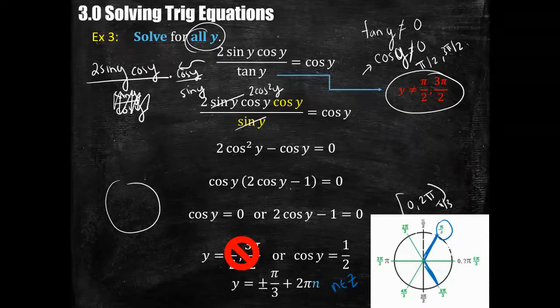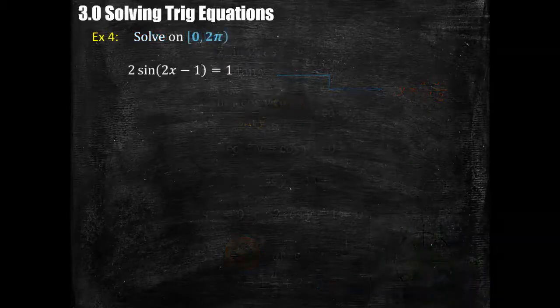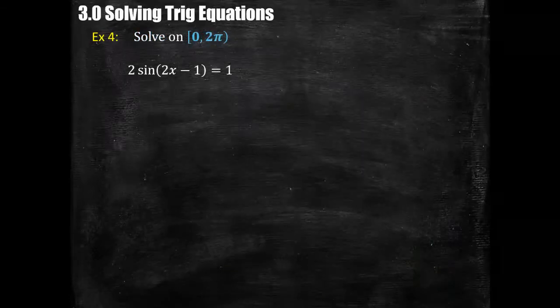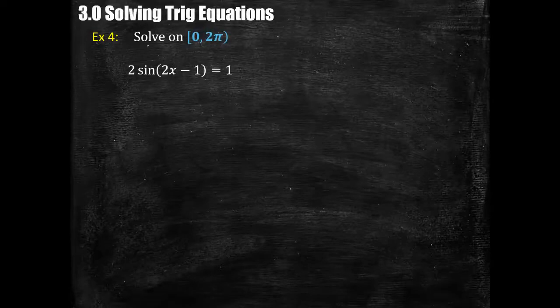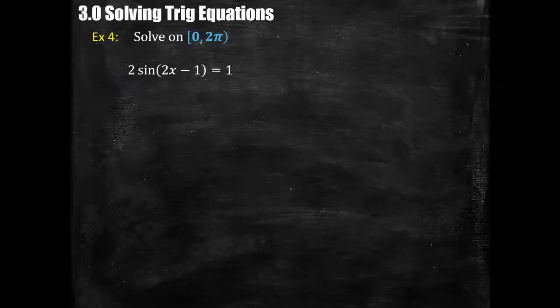Right, so it's a little different because it's for all y, not just on a specific interval. All right, so this might be a good place, if you haven't tried one on your own yet, that you want to give it a shot. Example 4 here. So we're going to solve this one on the interval 0 to 2 pi. Right, solve on 0 to 2 pi.